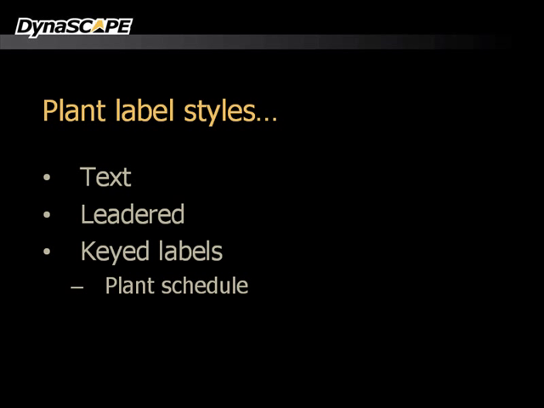For the plant labeling, there are a number of different styles of labels that you can use. There's just regular text labels. You can insert text attached to a leader, or you can use plant keys, where you can associate keys to a plant schedule, which can be instantly generated and put on your design.